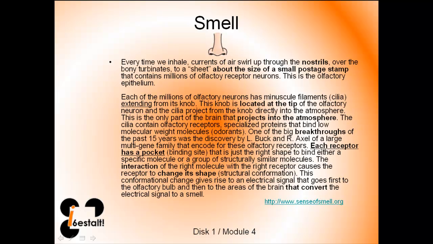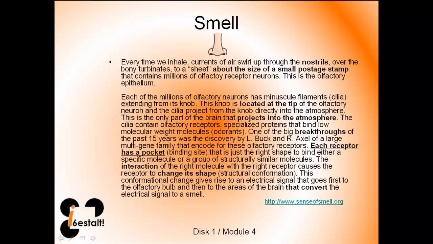So every time we inhale, currents of air swirl up through the nostrils over the bony turbinates to a sheet about the size of a small postage stamp that contains millions of olfactory receptor neurons. This is the olfactory epithelium. Each of the millions of olfactory neurons has minuscule filaments or cilia extending from its knob, and the knob is located at the tip of the olfactory neuron, and the cilia project from the knob directly into the atmosphere. And again, don't be lost by that terminology. We'll see it more aptly here in a video very shortly.